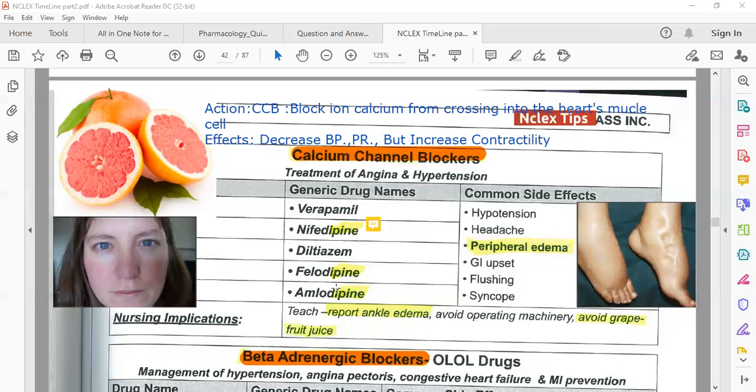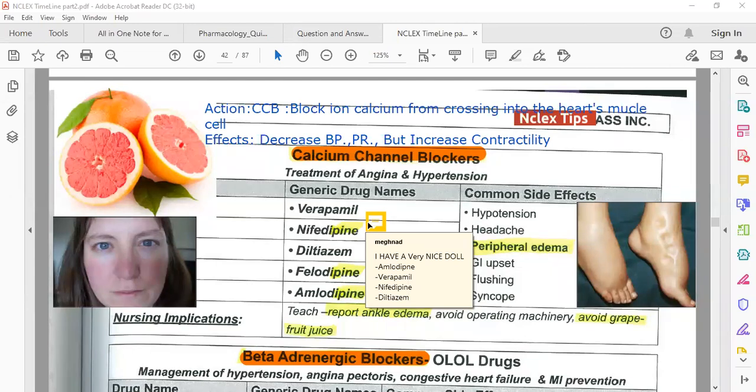The calcium channel blockers end in PINE, like Nifedipine and Amlodipine. The exception is Verapamil and Diltiazem. An easy way to remember them: "I have a very nice doll." A stands for Amlodipine, B stands for Verapamil, N stands for Nifedipine, D stands for Diltiazem. Right?